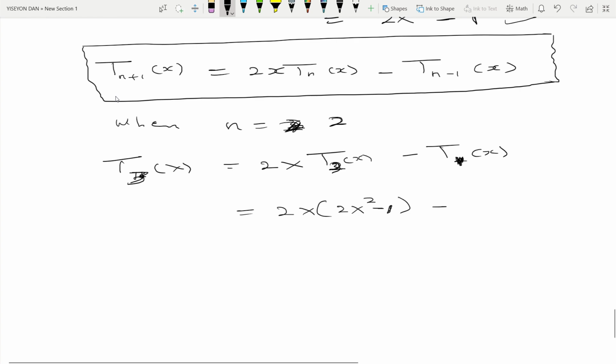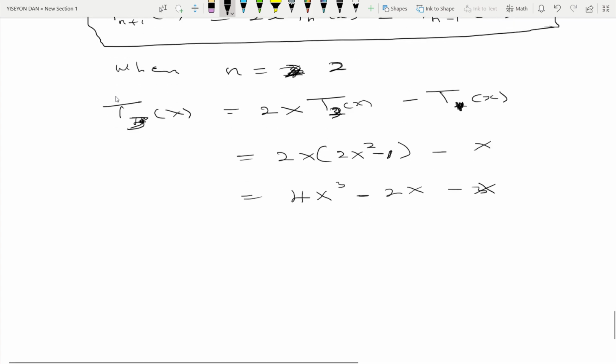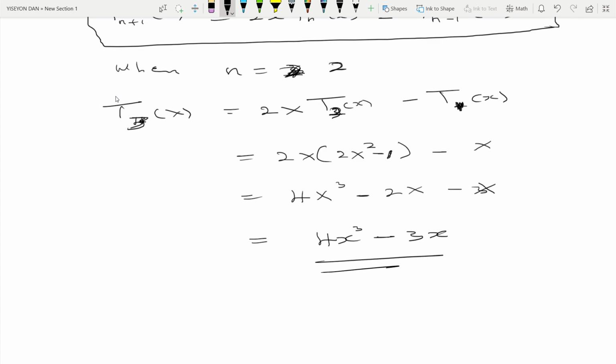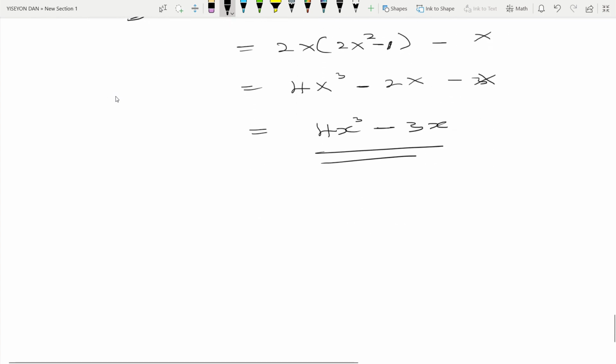So this is x. So when you simplify, we have 4x raised to the power 3 minus 2x. So on simplifying, we have T3 of x to be x cubed minus 3x. This is our final answer for polynomial 4. So we have T4. Let's solve one last.